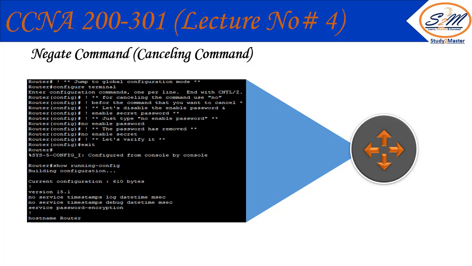Let's verify it. So exit, it will bring us to the exec mode, or privilege mode, and I issue the command show running configuration. There won't be any password because I have removed it. So this is the negate command in Cisco devices or Cisco routers. When you try to cancel any command, just put the negative sign no in front of the command and hit enter. The command will be disabled.